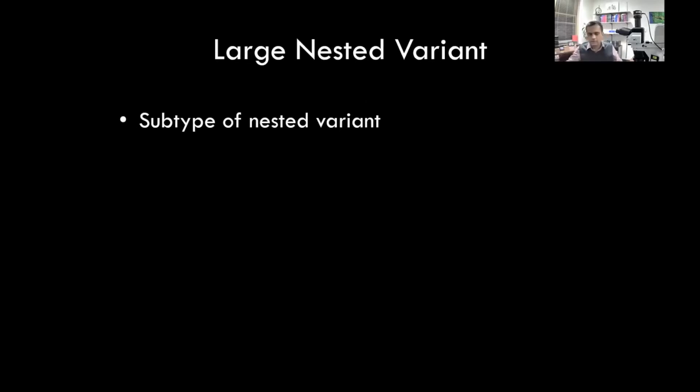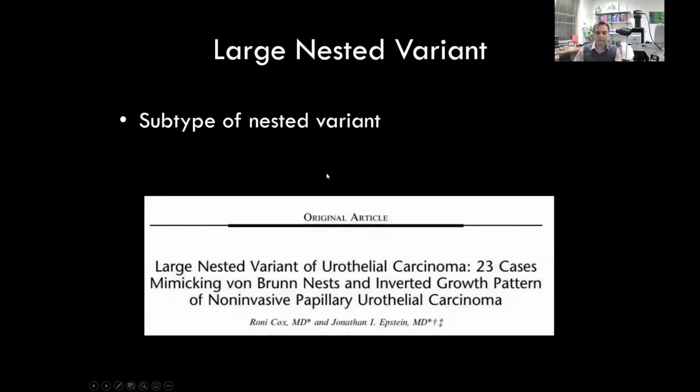So let's move on to the next new entity, which is the large nested variant. So this is actually a subtype of the nested variant, and this variant all of you recognize very well. So the large nested variant was first described by Dr. Epstein and colleague, where they actually remarked that these mimic one-run nests like the nested variant, but they also can mimic an inverted growth pattern of a low-grade non-invasive urothelial carcinoma.